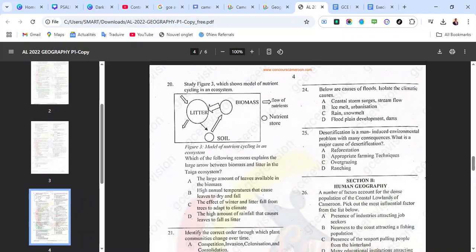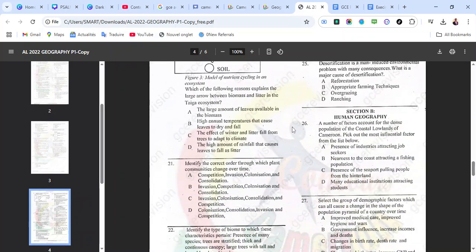Below are causes of floods. Isolate the climatic causes. Correct answer is C, which is rain and snow belt. Desertification is a man-induced environmental problem with many consequences. What is a major cause of desertification? Correct answer for 25 is C, which is overgrazing.